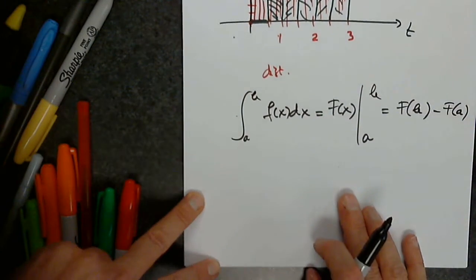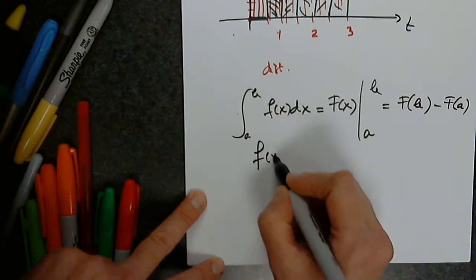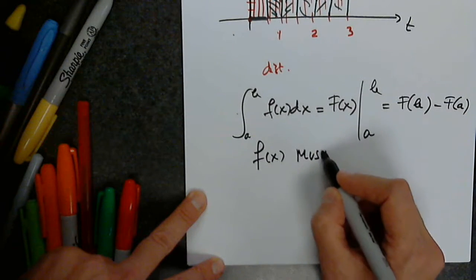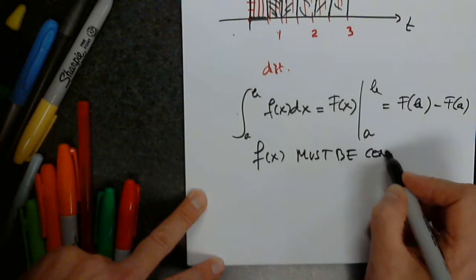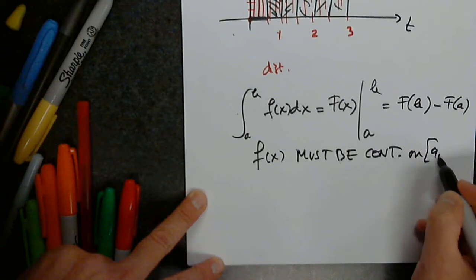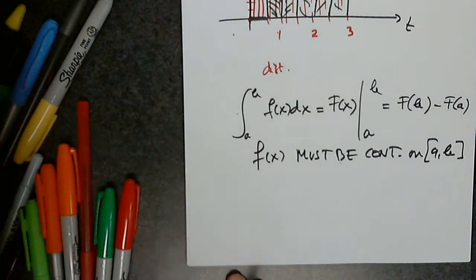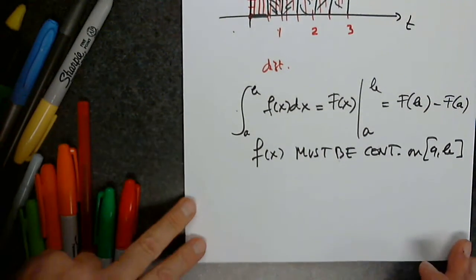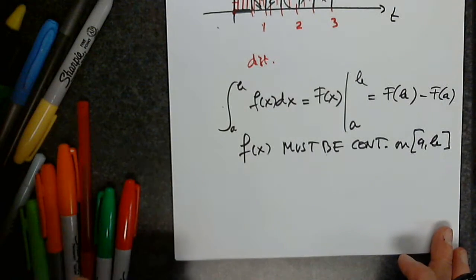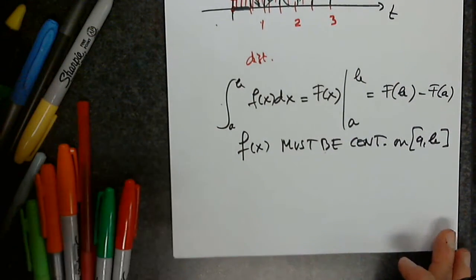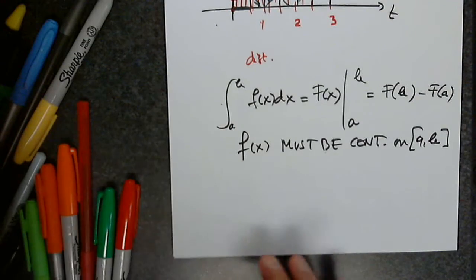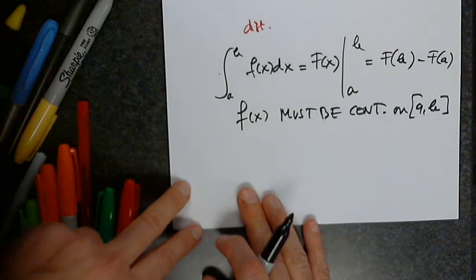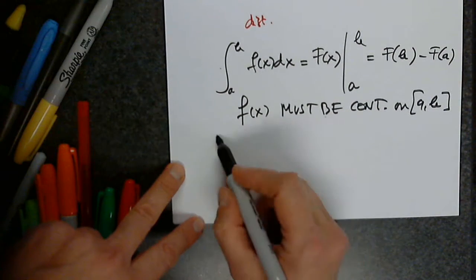I did not mention last time, but you have to remember that f must be continuous on the interval a comma b. Otherwise, we get into improper integrals and other issues that are dealt with in Calc 2. So that's one requirement. Second thing, there are properties of the definite integral.